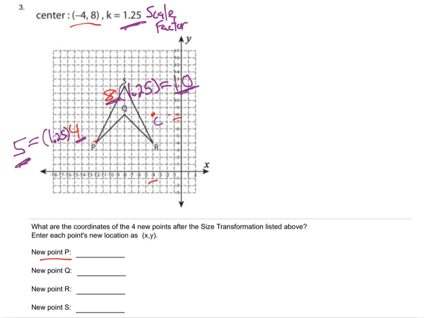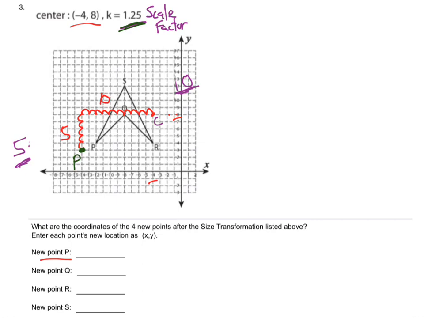So from this center, let me erase this stuff. I'm going to go from this center left 10. So 1, 2, 3, 4, 5, 6, 7, 8. That's where I used to stop. 9, 10. And down 5. 1, 2, 3, 4. That's where I used to stop. 5. So there it is, right there. That's the new point P. Just a little further away than the old one. 1.25, a little further away.